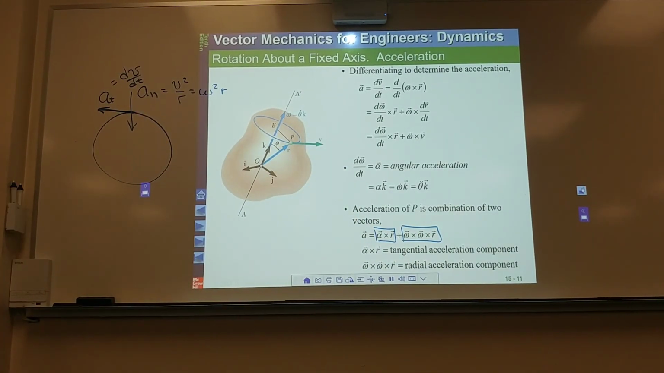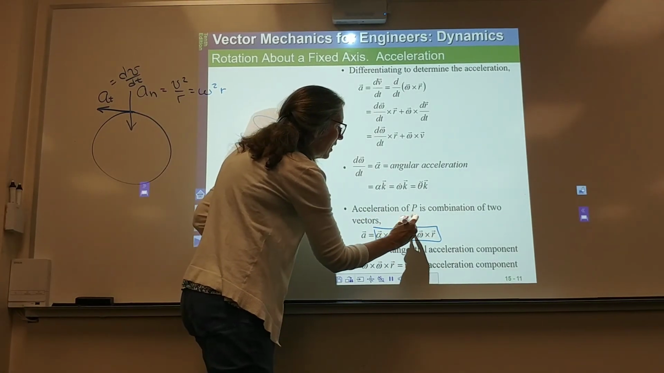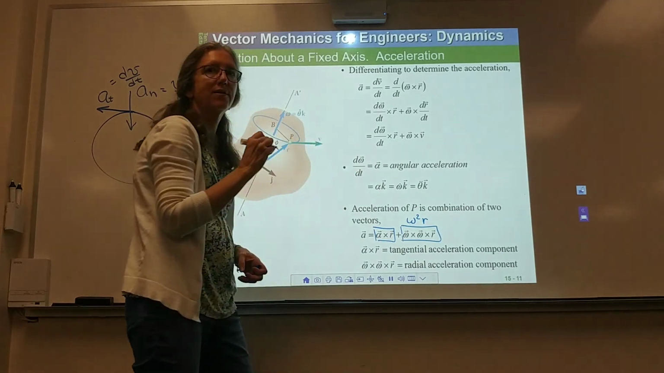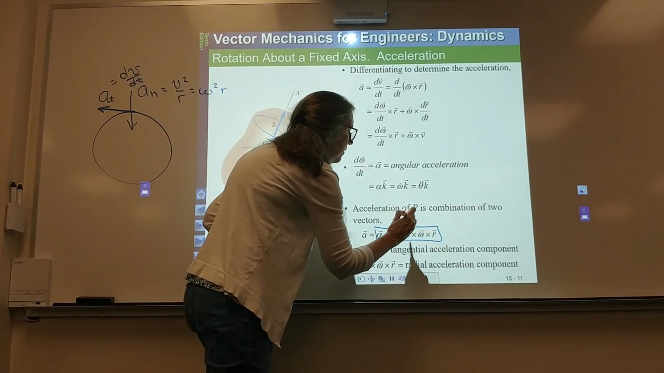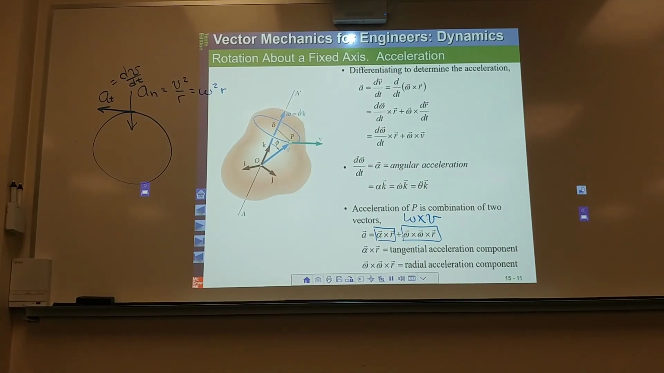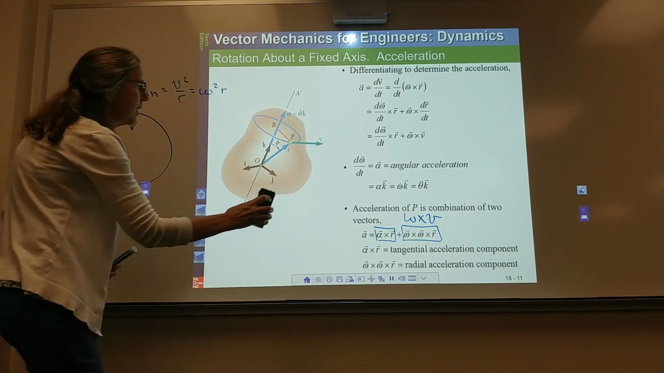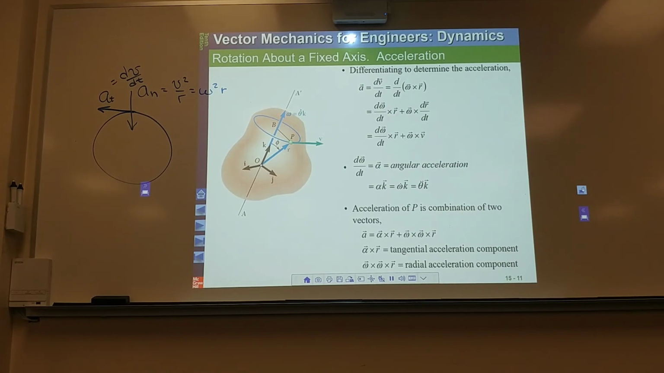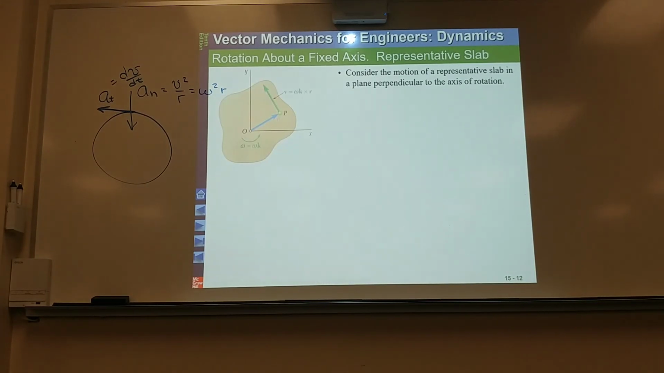Okay? Which one do you think the alpha cross r is equal to, the tangential acceleration or the normal? Yes, it is the tangential. And if you're doing a scalar analysis, this ends up being omega squared times r, omega cross r. Or it would be omega cross the velocity, right? Because velocity is omega cross r. So we'll kind of simplify that equation. But your velocity only has one component. Your acceleration will have two, because you are changing direction as well as possibly changing speed.